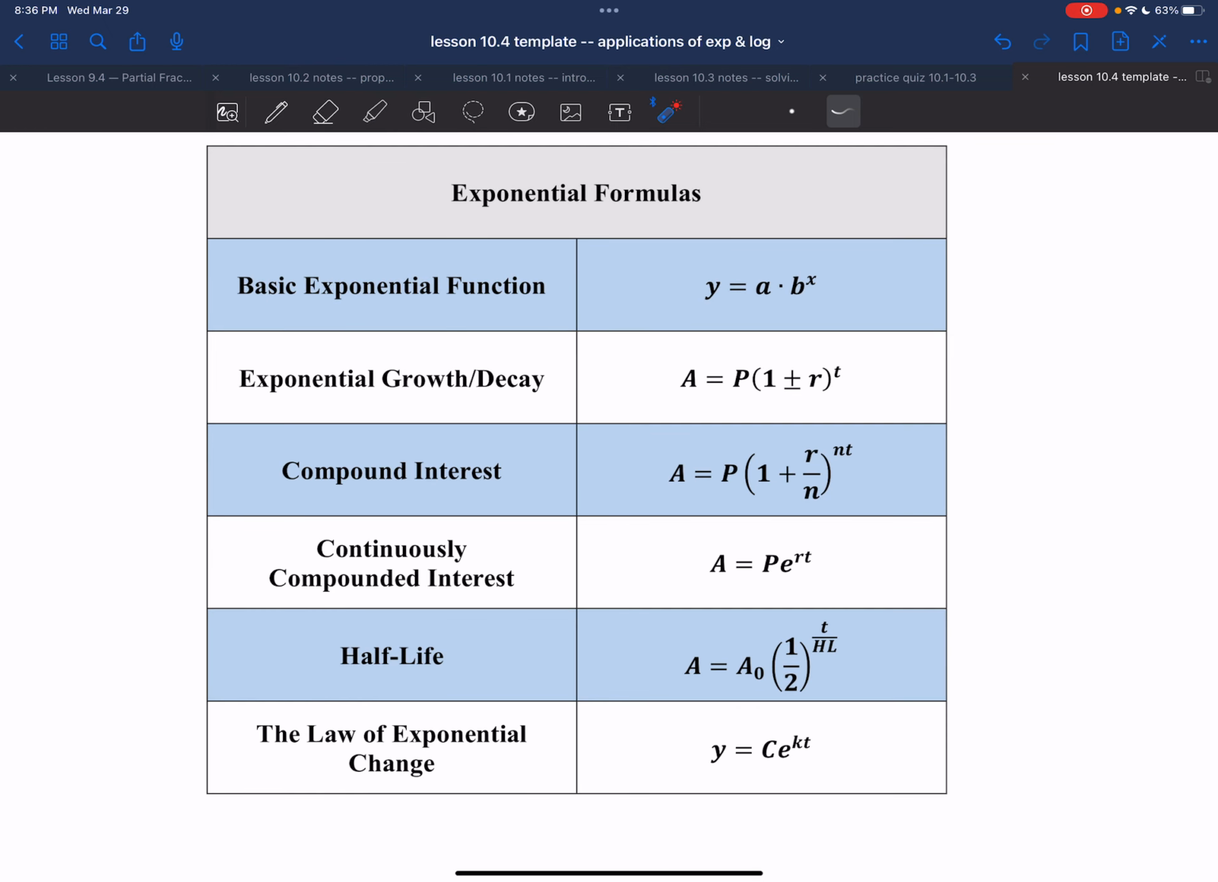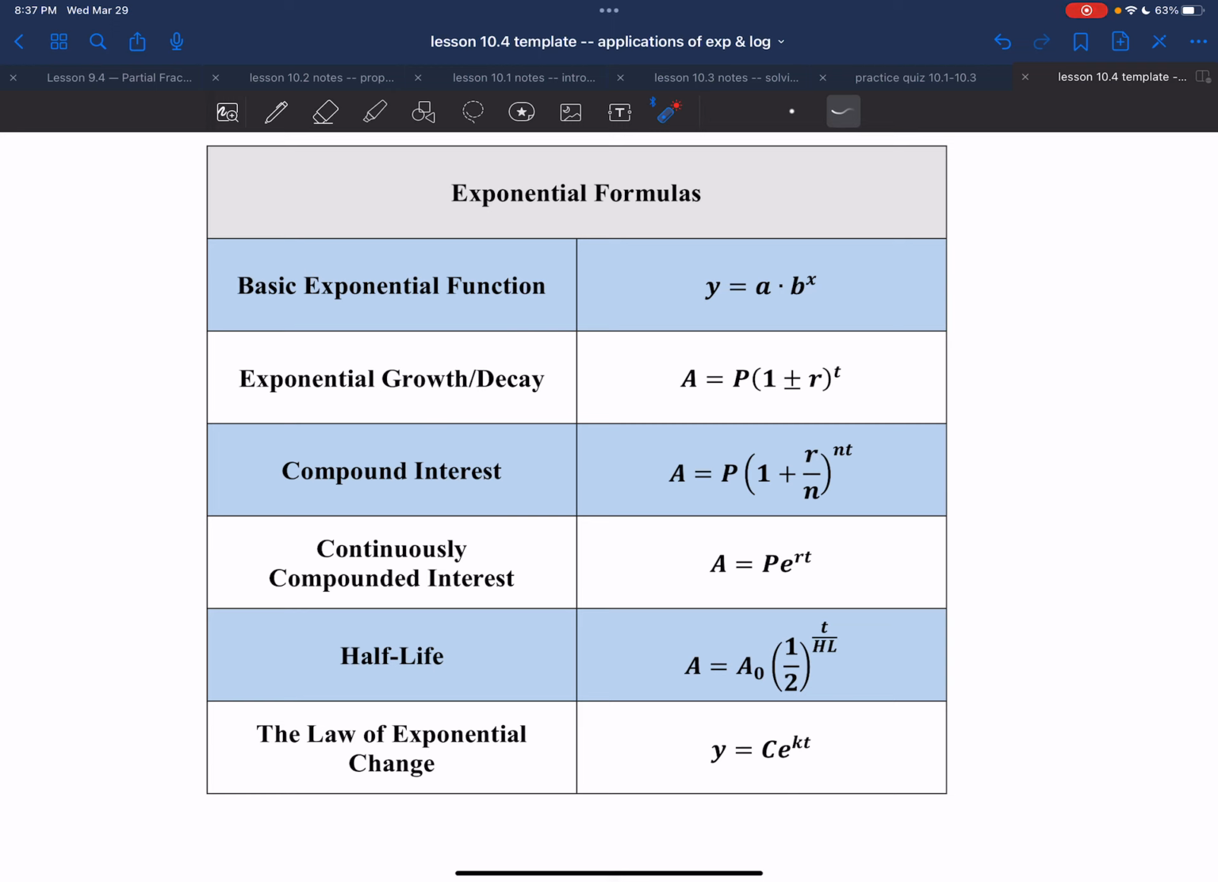So I'm going to look at these formulas and give you the rundown. You've got your basic exponential function, which is y equals a times b to the x. This is the one you're introduced to in Algebra 1. It's just the basic definition of what an exponential function looks like. The rest of these all follow that same format. They're just used for different applications, and we choose particular letters accordingly. I am going to go to the next page and explain this more in depth, but you can see exponential growth and decay. You see compound interest, continuously compounded interest, half-life, and the law of exponential change.